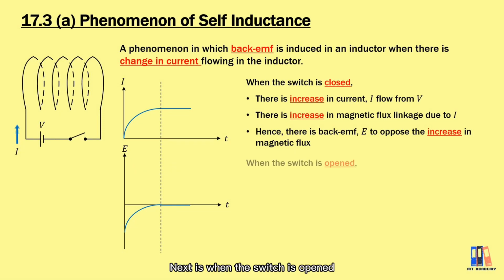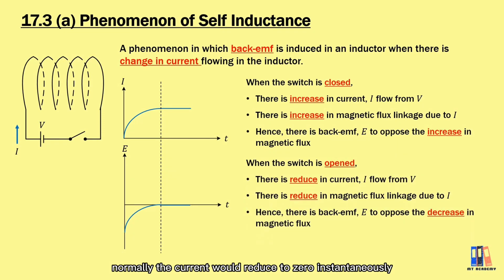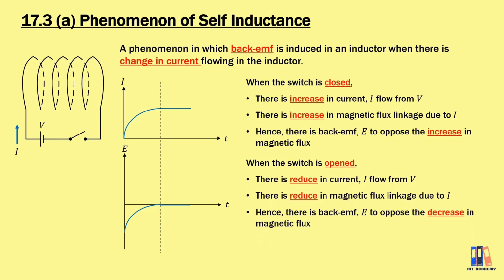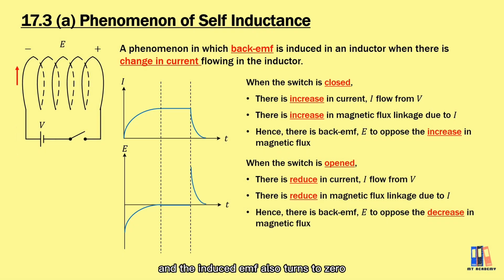Next is when the switch is open. Normally the current would reduce to zero instantaneously. However, the presence of the inductor doesn't allow it to happen due to the reduction in current flow. So there is back EMF induced in the inductor, which is in the same direction as the voltage source, that it provides a current flowing in the same direction to oppose the decay in current. But after a very short time, the current still reduces to zero and the induced EMF also turns to zero.